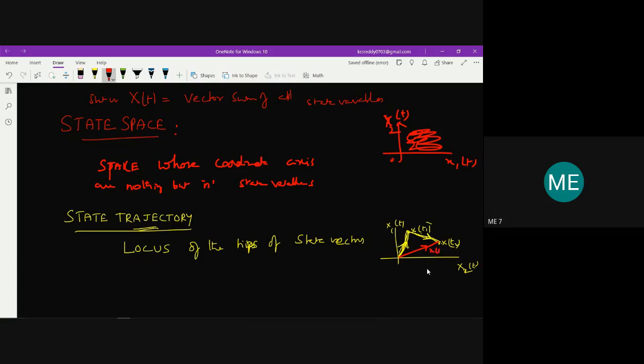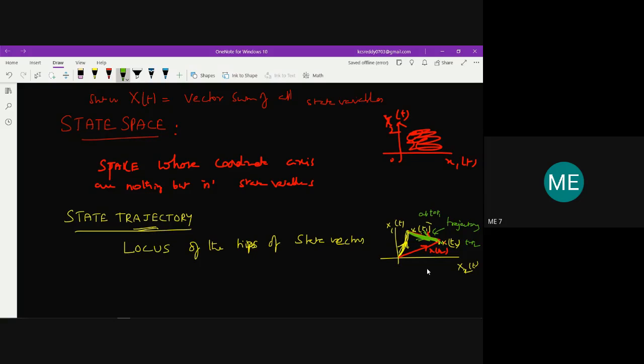So the trajectory means how the system goes from x of t1 to x of t2. So this we can say is the trajectory, means at t is equal to t1, at t is equal to t2, how the system is moving from here to here, it is moving in this path. So this one is called the trajectory.